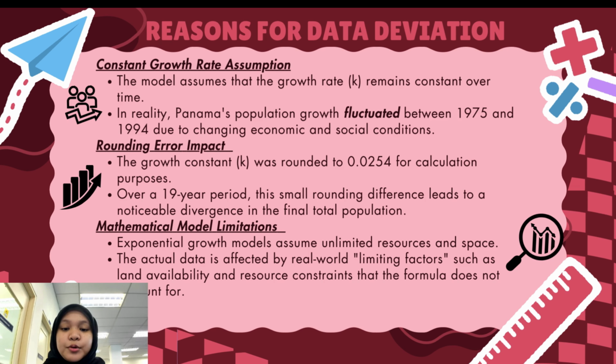So why does this 5.16% gap exist? We identify three scientific reasons. First, constant growth rate. Our equation assumes k is constant, but in reality, Panama's growth fluctuated with economic shifts. Second, rounding effect. We rounded k to 0.0254 over a 19-year span. This small adjustment causes a noticeable divergence in the final total. Third, model limitation. The Malthusian model assumes unlimited resources. In reality, limiting factors like land and food supply naturally slow down exponential growth.